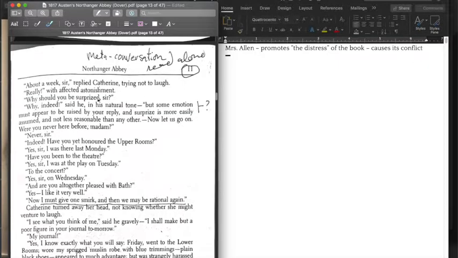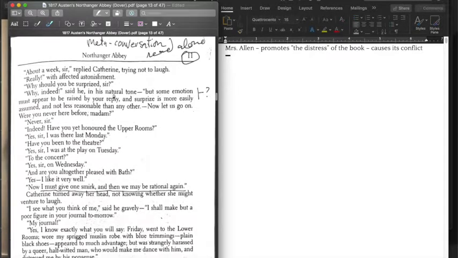Really? With affected astonishment. That means fake astonishment. Why should you be so surprised, sir? Why, indeed, said he in his natural tone, but some emotion must appear to be raised by your reply. He's like, but I'm supposed to show emotion, okay, when you respond? And surprise is easily assumed and not less reasonable than any other. Okay, let us go on. Were you never here before, madam? Never, sir. Indeed! Have you yet honored the upper rooms?